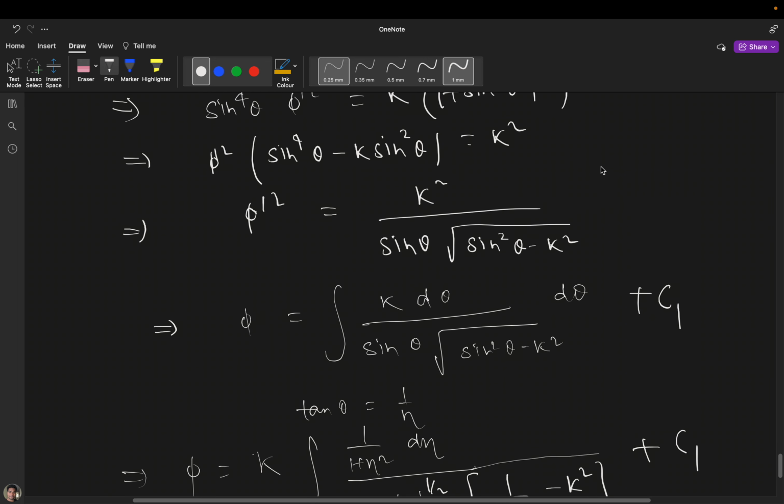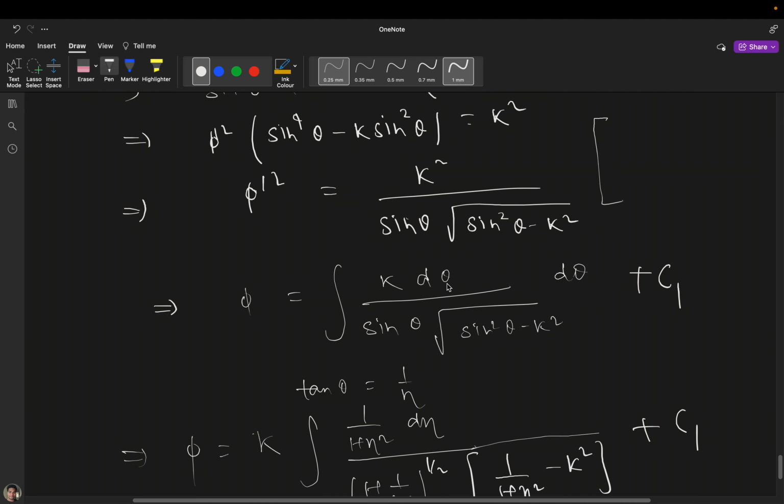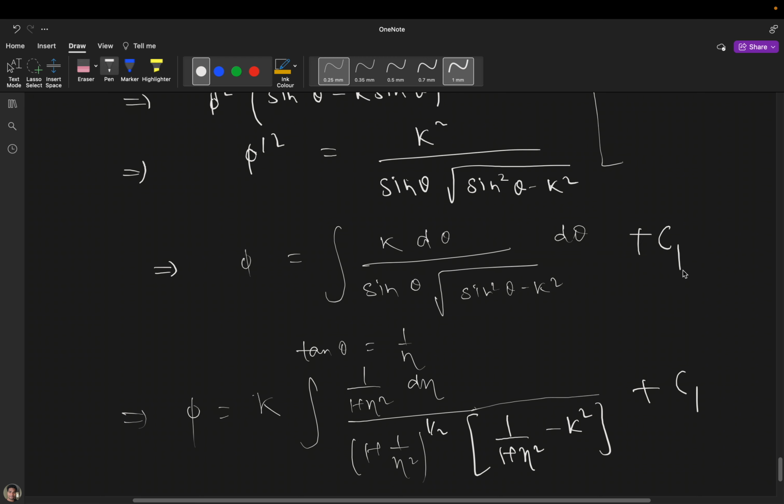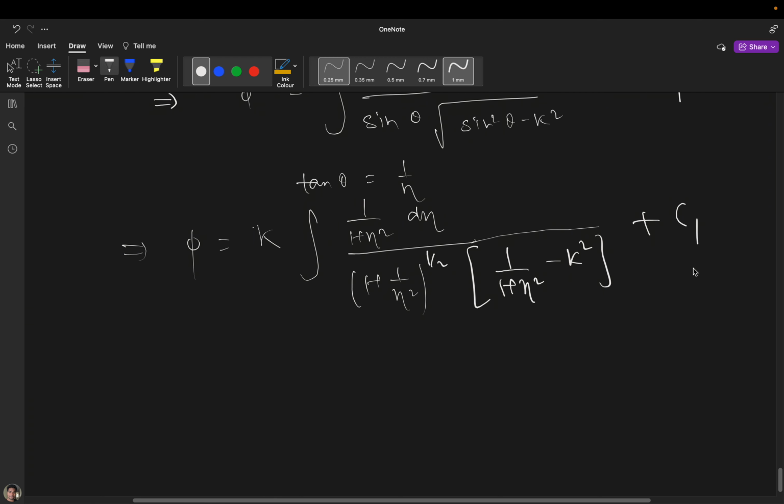Why is there such confusion? Because when you take a square root, it will be something like this. The square root will come here, right? And here phi dash means what? d phi by d theta. I just send d theta here. Now you have to integrate it, so here d phi will become phi. Then the constant C1 comes. C1 is due to integrating the d phi. So here another constant comes.